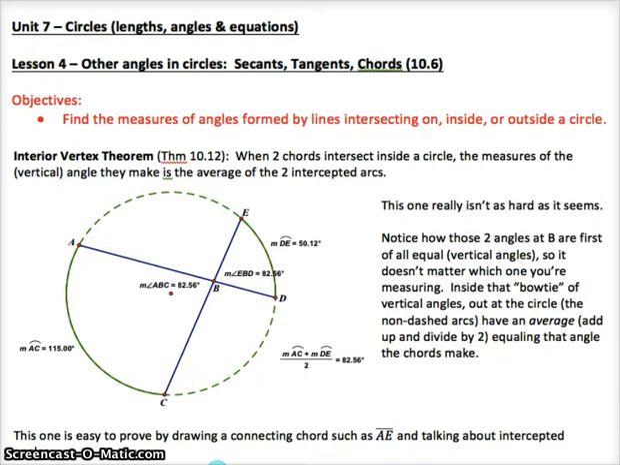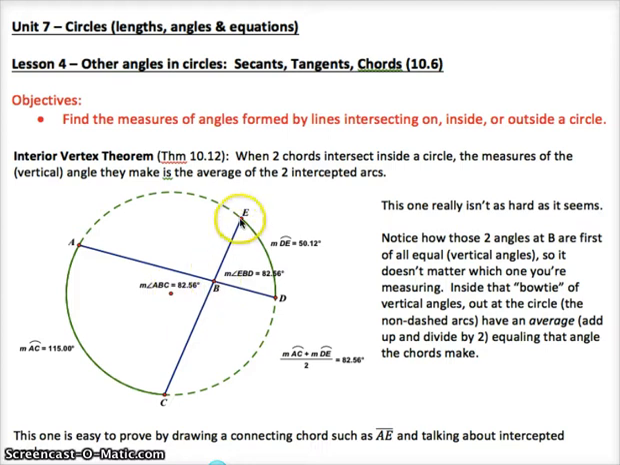Okay, so this is 10.6 about secants and tangents and chords. So we're going to talk about other angles around a circle now, not just angles that are on the circle or at the center, but angles that are at weird places like this or outside somewhere. So the first one is, what if the vertex of the angle is somewhere in the middle of the circle, not at the center.